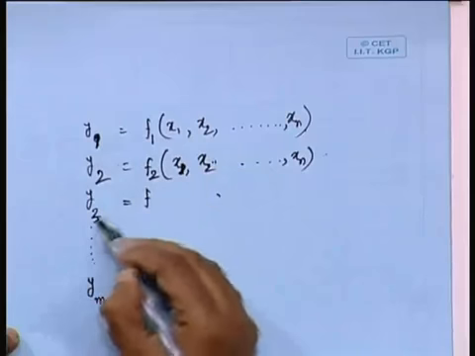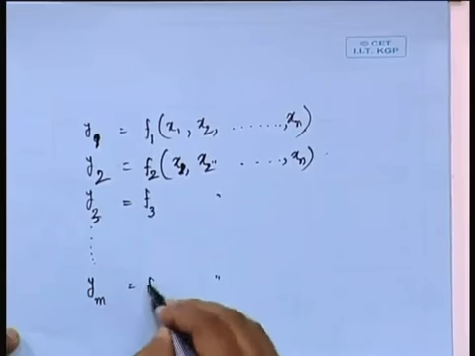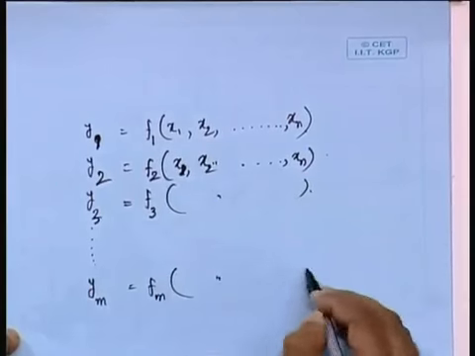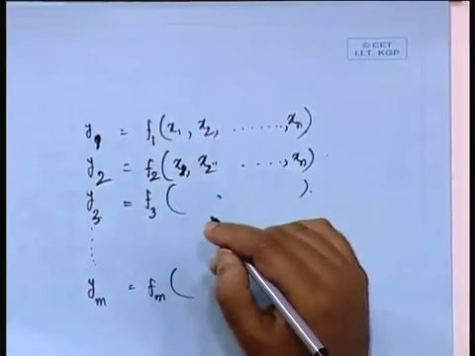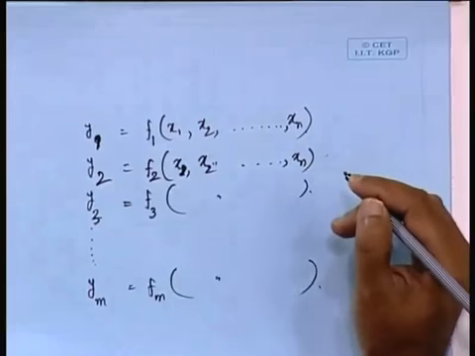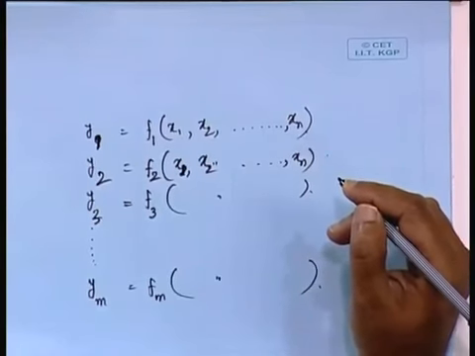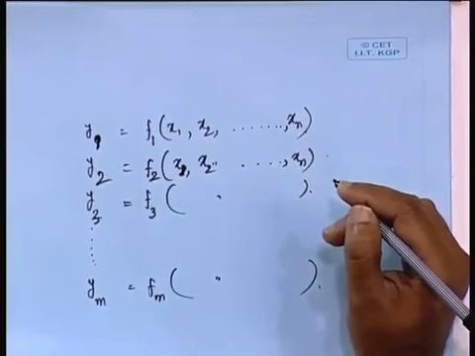y1, y2 is f2, y3 is f3, and ym is fm. So essentially, it's all different functions. I mean, if we have m different outputs, then we are going to ultimately approximate m different functions. Is it clear? Yeah. So it's a combined function. Ultimately our objective is to generate m outputs.